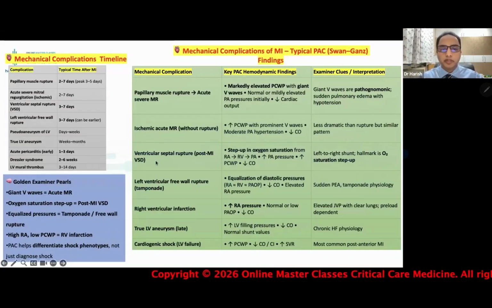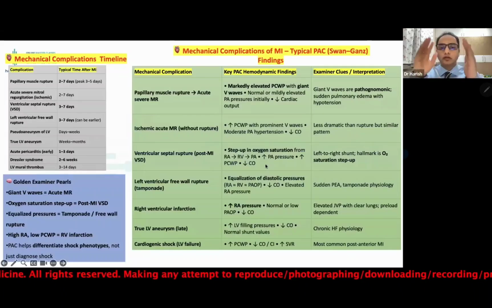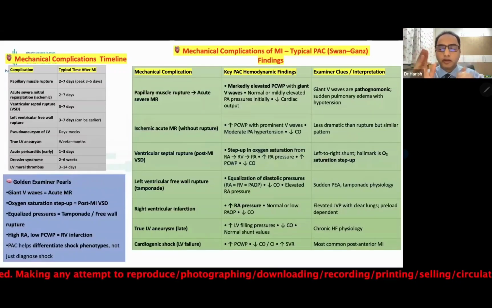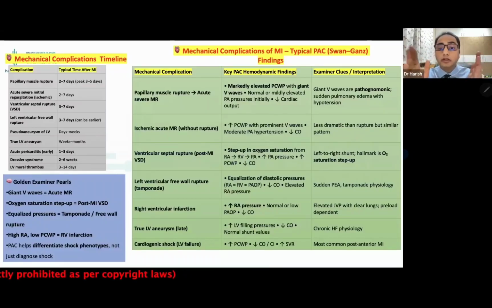So ventricular septal rupture with a VSD post MI. There is a step up in oxygen saturation from RA, okay, from RV to PA. Which means, when the patient has a ventricular septal defect, there is shunting of oxygenated blood from the left ventricle toward the right ventricle. When you measure oxygen saturation in the pulmonary artery, the saturation is going to be increased. It is almost similar to the systemic oxygen saturation. So that is one of the very, very important findings for VSD because of the left to right shunt. The hallmark is the oxygen saturation step up, as we call it.